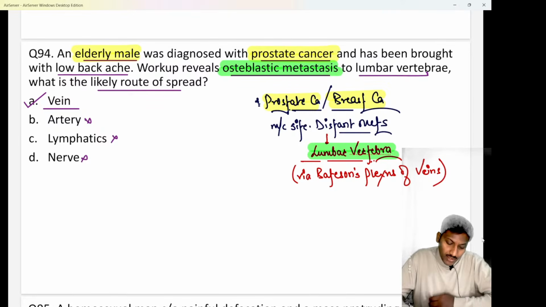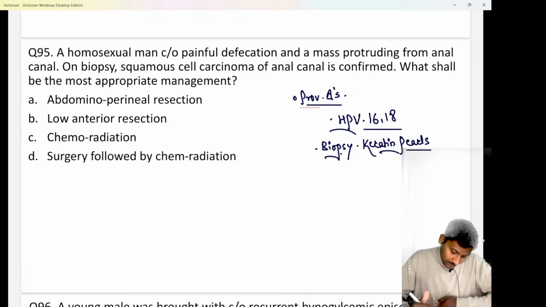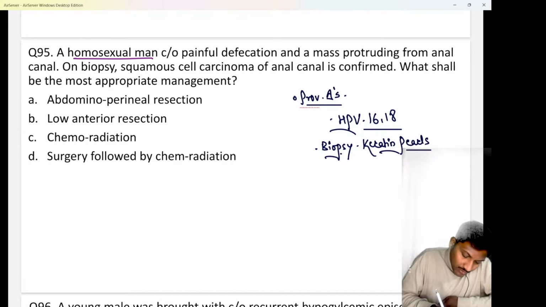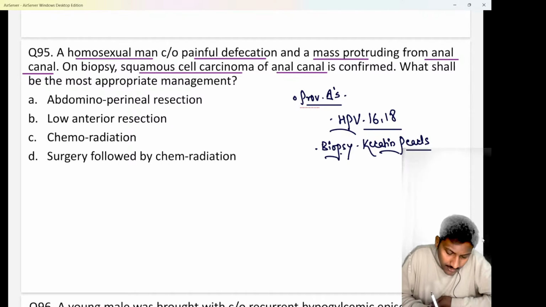Very good. Next, question number 95. Here they are saying we have a homosexual man who complains of painful defecation and a mass protruding from the anal canal. On biopsy, a squamous cell carcinoma of the anal canal has been confirmed. So we know it is a case of anal canal cancer, and in anal cancer it is mainly a squamous cell carcinoma which is seen. What is the most appropriate management they are asking you? What is the answer? Let me know in the chat box.